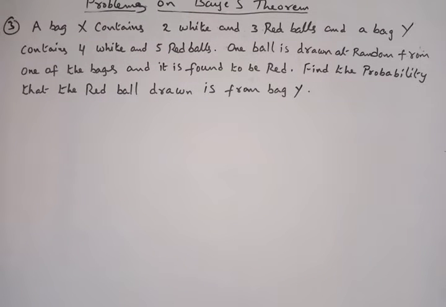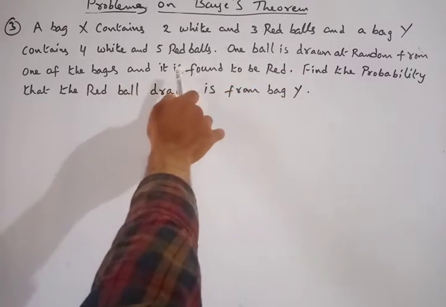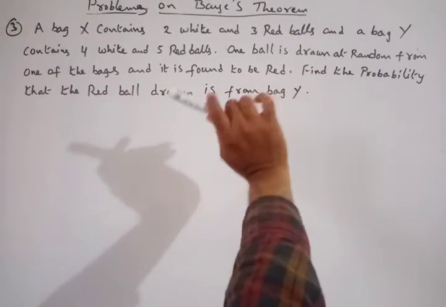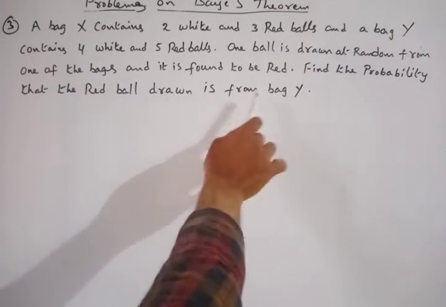What happened here? One ball we took randomly from one of the bags, and we got a red ball. Now find the probability that the red ball drawn is from bag Y. First of all, what we have to do here? Let X and Y denote the events of selecting bag X and bag Y.